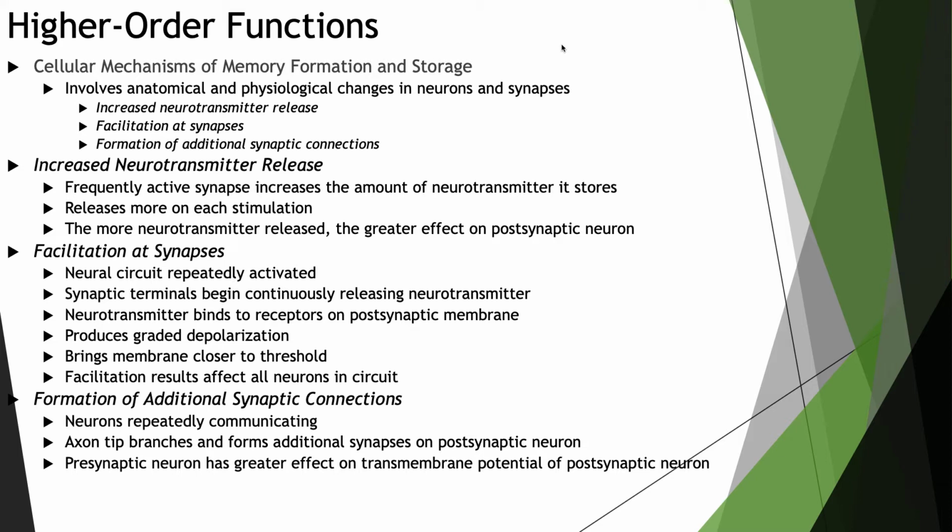The formation of additional synaptic connections. Evidence indicates that when one neuron repeatedly communicates with another, the axon tip branches and forms additional synapses on the postsynaptic neuron. As a result, the presynaptic neuron has a greater effect on the membrane potential of the postsynaptic neuron.